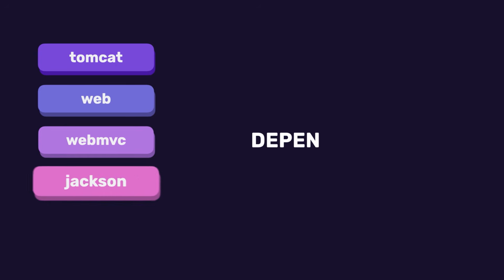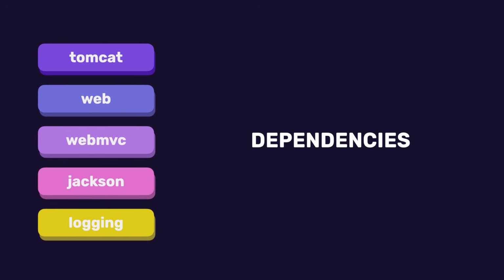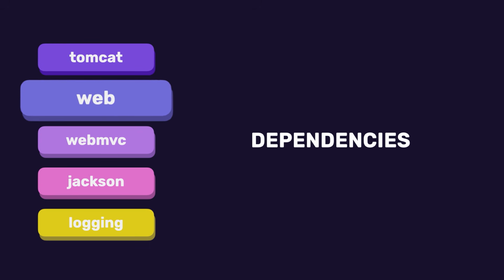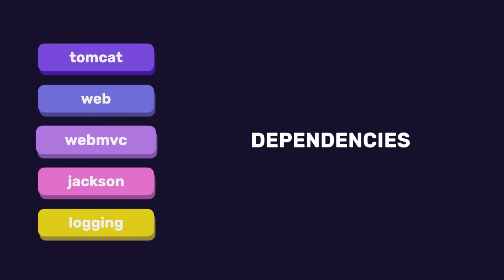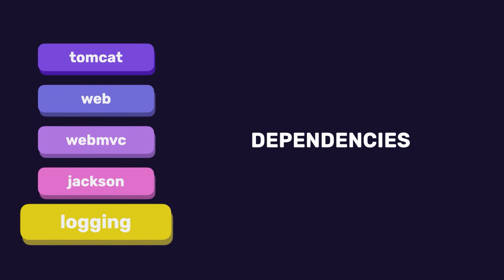Earlier, we talked about dependencies. I told you that dependencies are third-party libraries or frameworks we use in our application. For example, to build a web application, we need an embedded web server like Tomcat. We need libraries for handling web requests, building APIs, processing JSON data, logging, and so on.